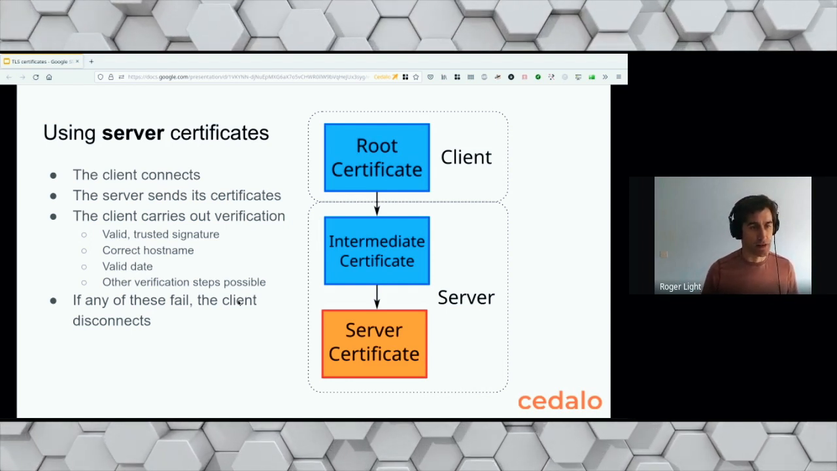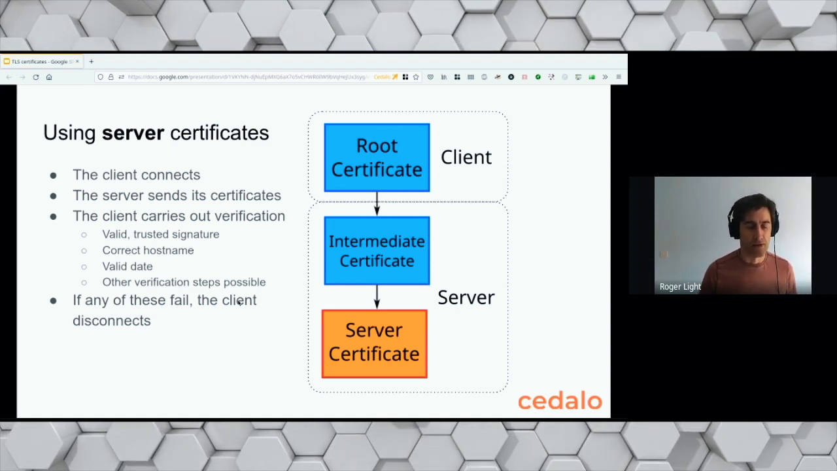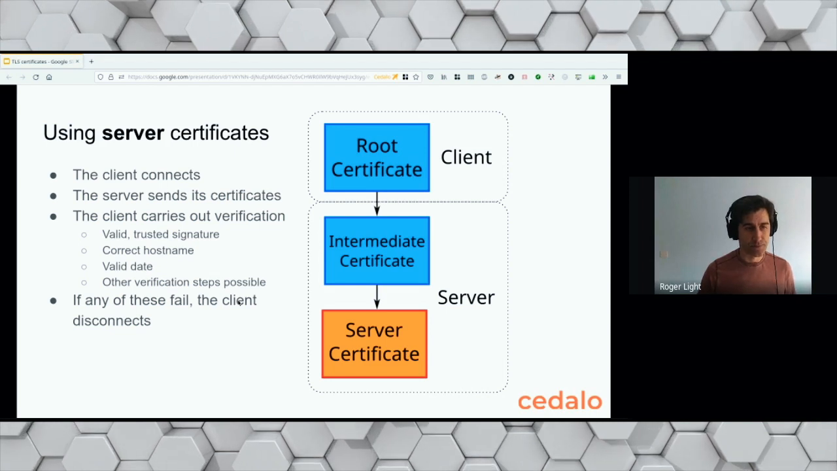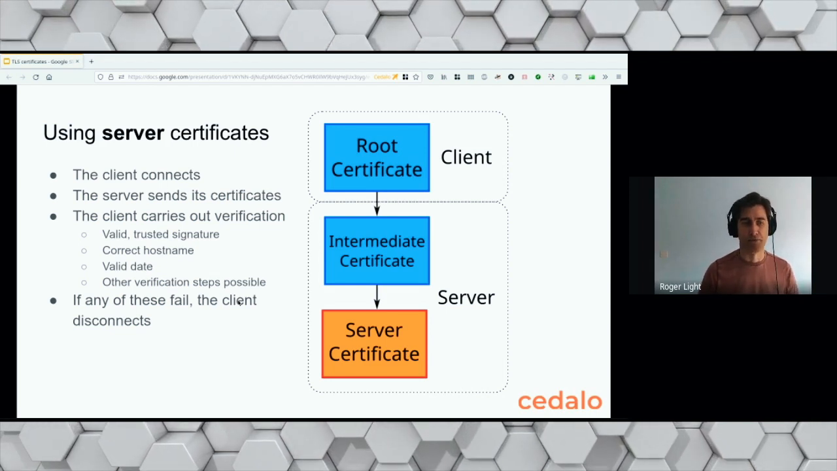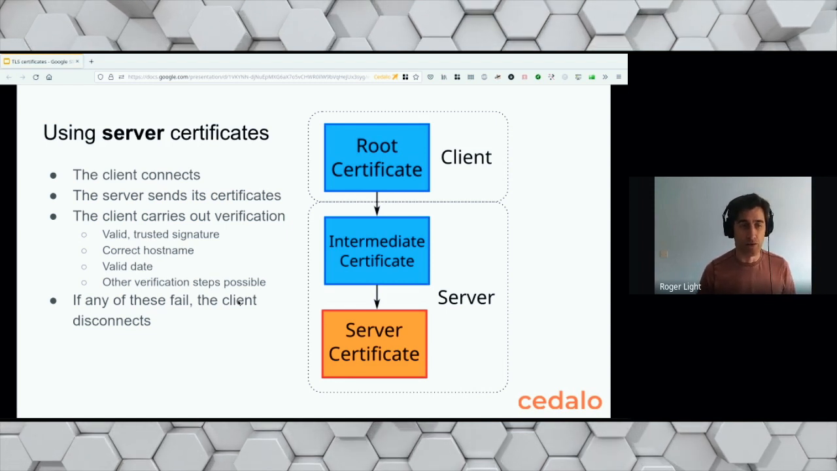So that's quite an important check. Also, is the certificate still valid? Does it still have a valid date, I should say? You can do all the verification steps, but those are kind of the important ones. If any of those fail, then the client will disconnect.